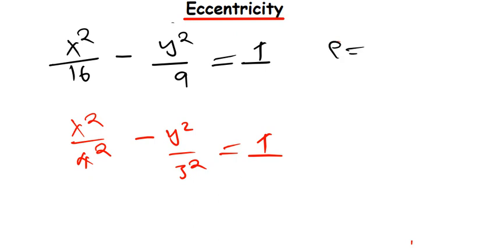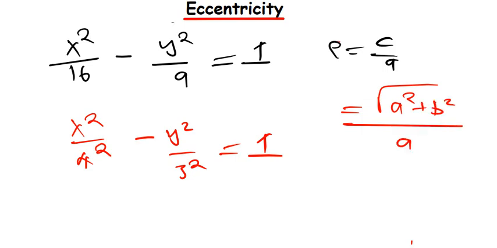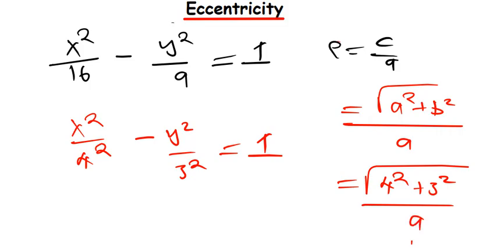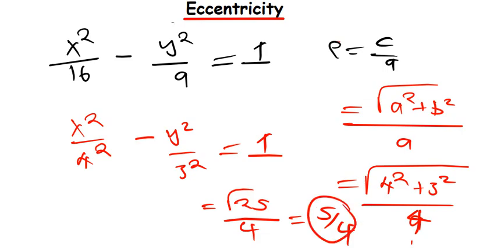So e is equal to c over a. And then our c, we'll just do the opposite of what we have, so we're going to have the square root of a squared plus b squared, over a. a squared is 4 squared, b squared is 3 squared, over a. So we're going to have 16 plus 9 on top, which will give us 25 over our a, which is 4. So we're going to have 5 over 4, which is of course greater than 1.